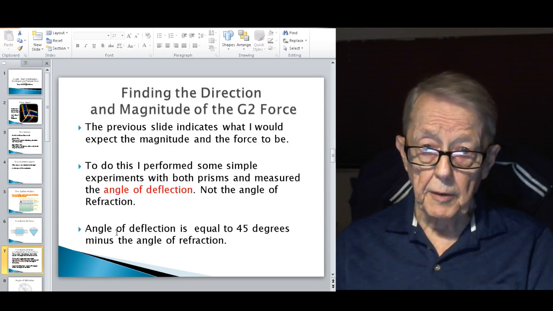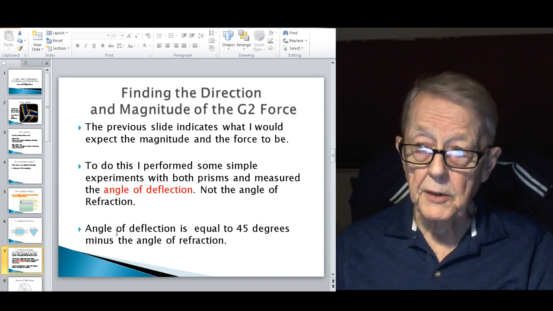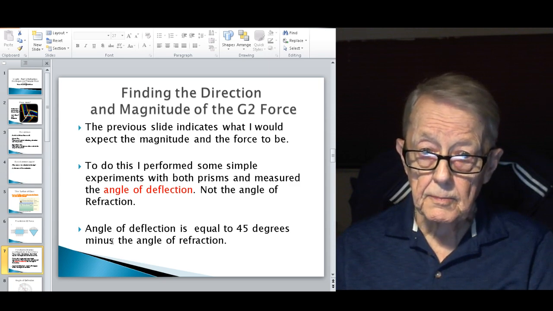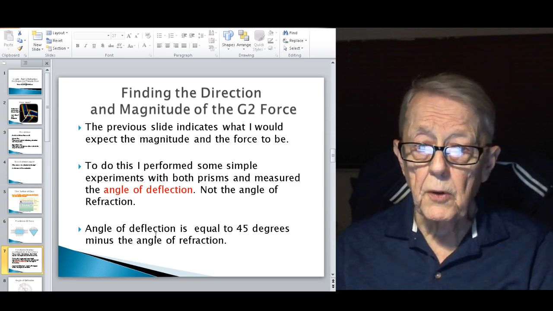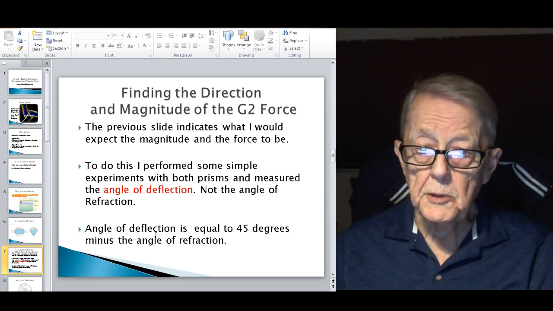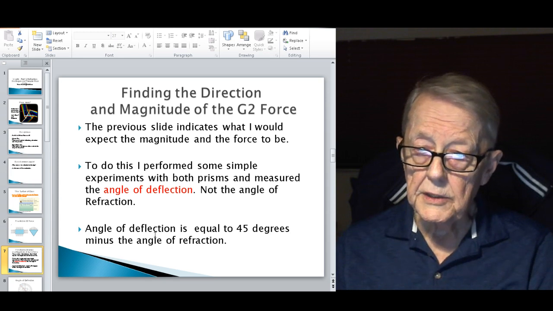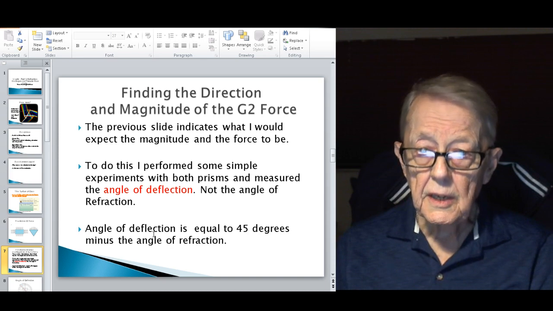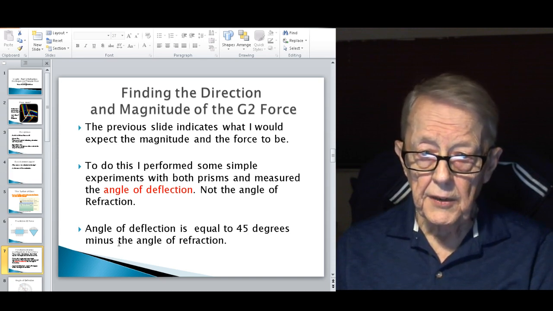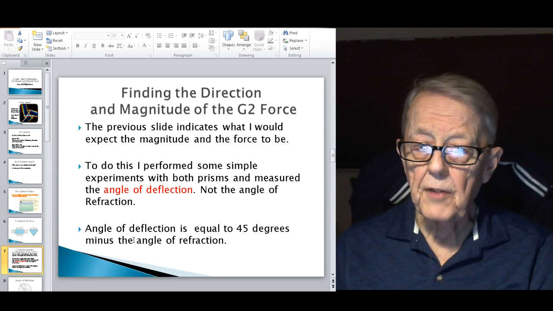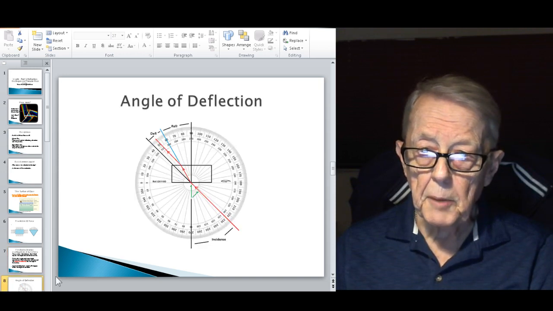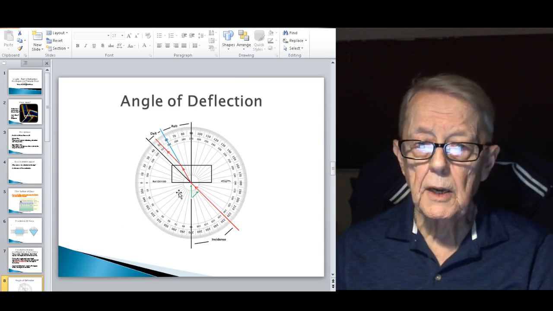So, finding the direction and magnitude. That's what I was trying to do, direction and magnitude of the force. To do this, I performed some simple experiments with both prisms and measured the angle of deflection. Now, that's a different word. This is not the angle of refraction or reflection. This is deflection. The angle of deflection is equal to 45 degrees minus the angle of refraction. And I brought a picture of this to show you. Hope you can see this.